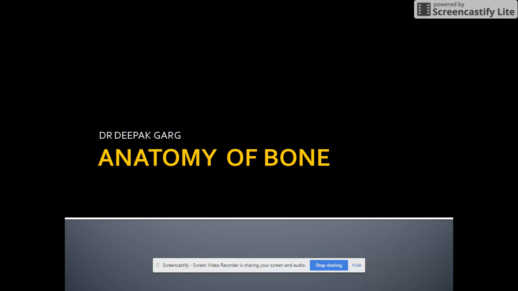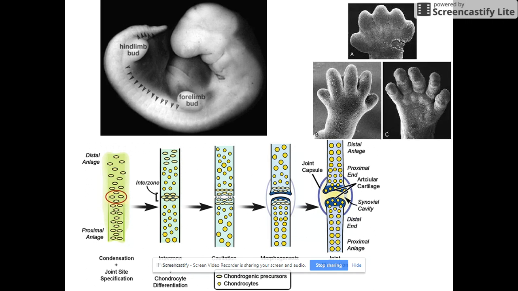So our topic of discussion is anatomy of bone. We'll see the structure of bone in detail, starting from the embryology. So in the embryo, at the fourth week post ovulation, the hind limb and the forelimb buds appear first. Then at the fifth week, the toes and the finger rays appear.